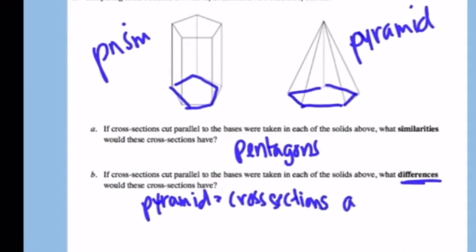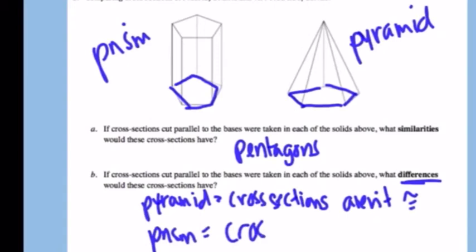The cross sections are not congruent. They get smaller. And for the prism, all of the cross sections that are parallel to the base are congruent.